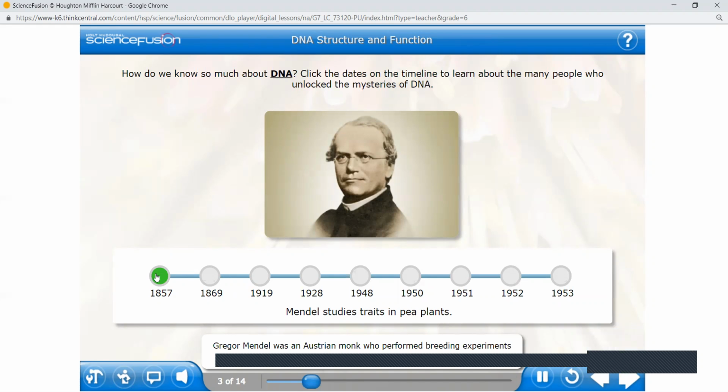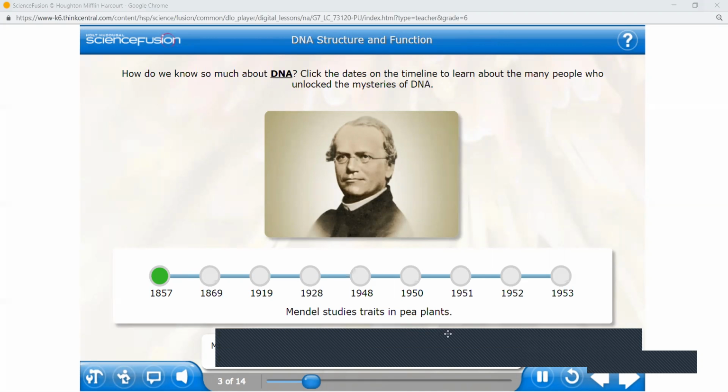Gregor Mendel was an Austrian monk who performed breeding experiments with thousands of pea plants. He observed that the offspring of pea plants had some of the same traits as the parent plants. Mendel hypothesized that some factor must be passed down from parents to their offspring.